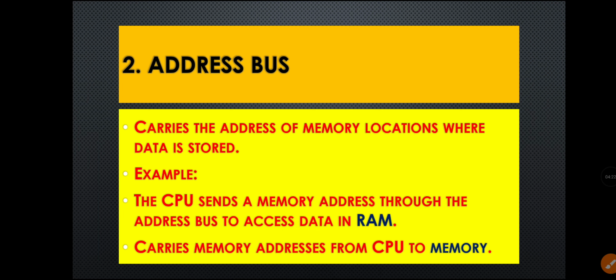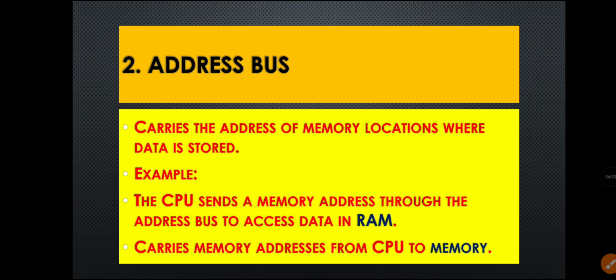So the next type of bus is address bus. What is the meaning of address bus? Address bus carries the address of memory locations where data is stored. So it carries the address. What is the function of address bus? It carries the address about what? About memory location, where the data is stored. That address it carries, that is address bus.